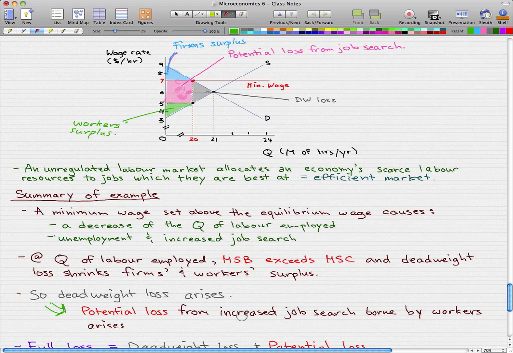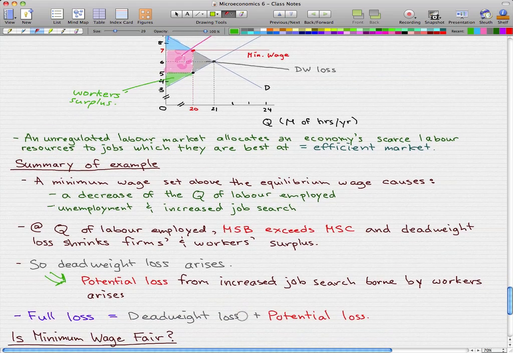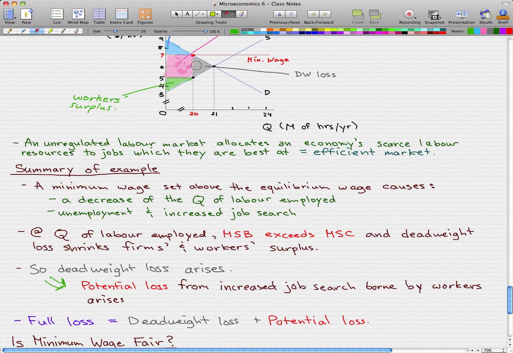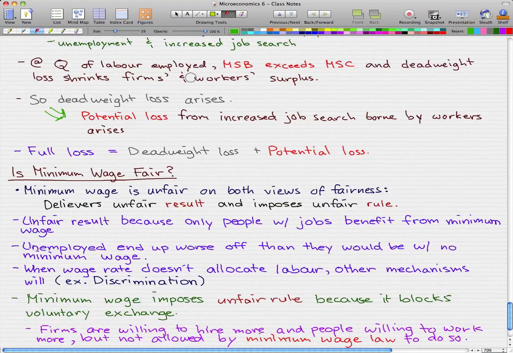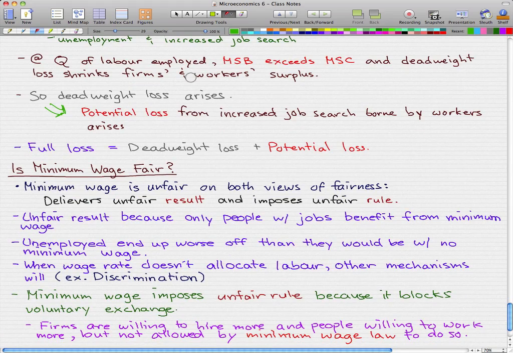And this is because the marginal social benefit exceeds marginal social costs. This causes the deadweight loss, and that shrinks the firm's and workers' surplus. Now, the full loss, of course, is this gray area plus this pink area, which is deadweight loss plus potential loss. So I want to end this video with a question: is the minimum wage fair?